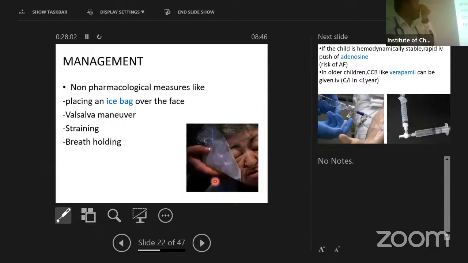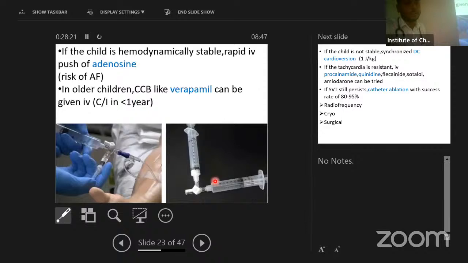Now coming to the basic management of supraventricular tachycardia. Some non-pharmacological managements like placing an ice bag over the face, Valsalva maneuver, straining or breath holding can slow down the heart rate by vagal maneuver. If the child is hemodynamically stable, we can give IV adenosine as a rapid push. But in older children, we can use a calcium channel blocker like verapamil, where the calcium channel blocker is contraindicated below 1 year of age.